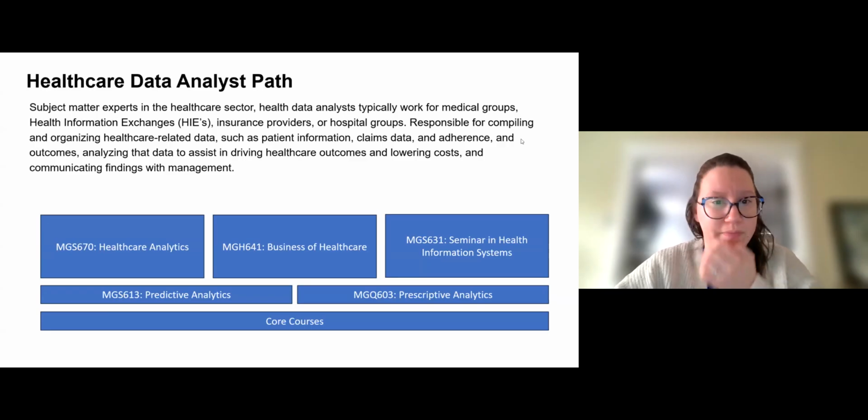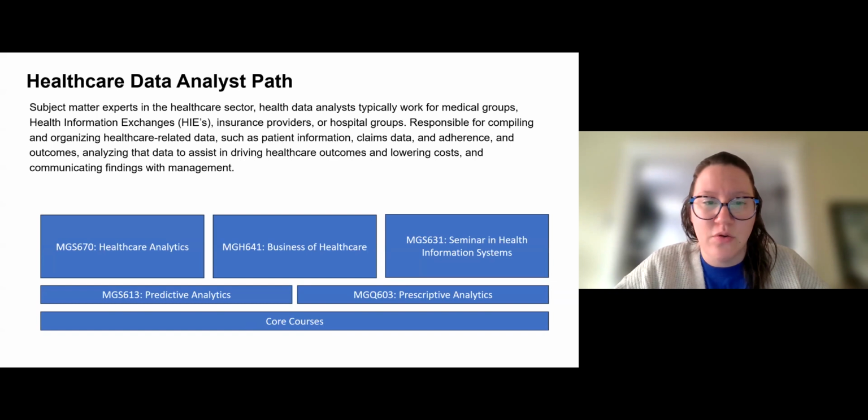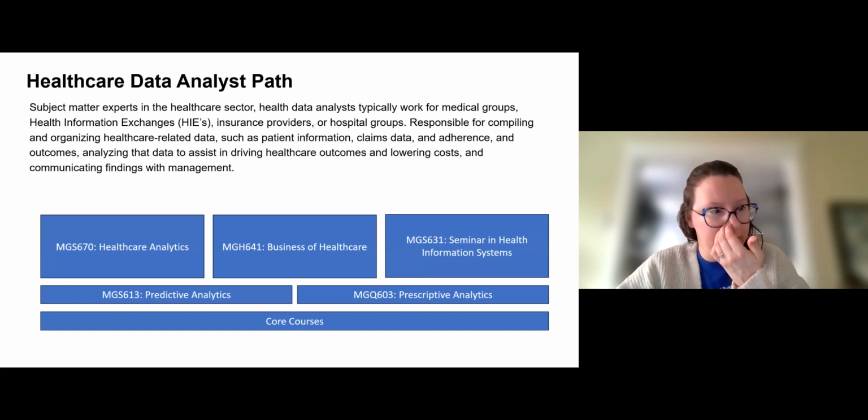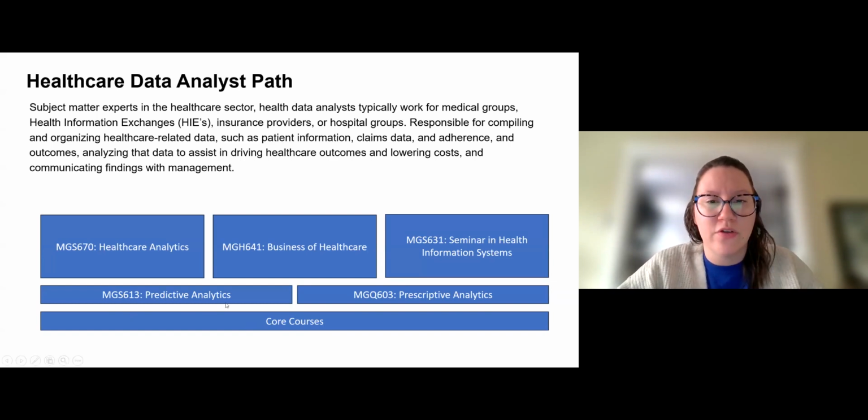So we have the courses that you would take if this was something you were interested in. We have our core courses that are required for every student. These are things like our data visualization course, our practicum course, and then we have flex core courses. If you were going to do healthcare data analytics, the ones that you should take are predictive analytics and prescriptive analytics. And I actually teach both of those. And then for your electives, you would want to take healthcare analytics, business of healthcare, and a seminar in health information systems.